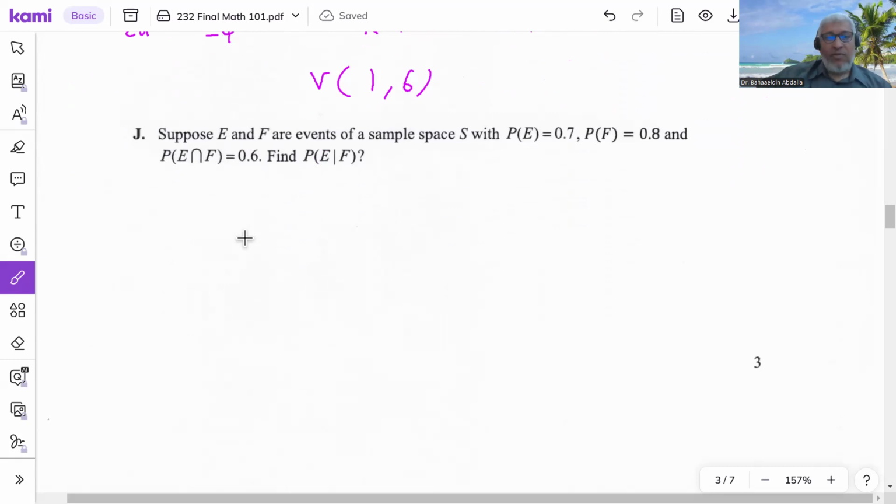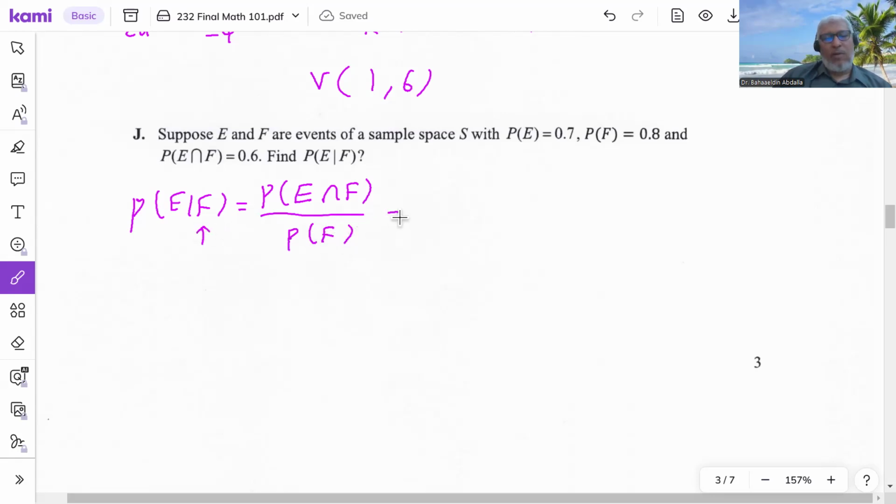Suppose E and F are events of a sample space S with probability of E, probability of F, probability of the intersection. What is the conditional probability? Well, the definition of the conditional probability, it's probability of the intersection over probability of the condition, which is F. So this is 0.6 and F is 0.8. So the answer is 6 over 8 or 3 over 4 or 0.75.